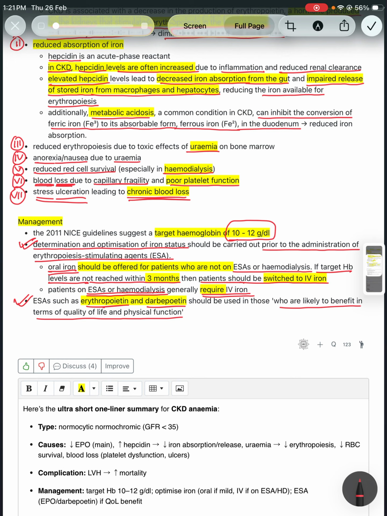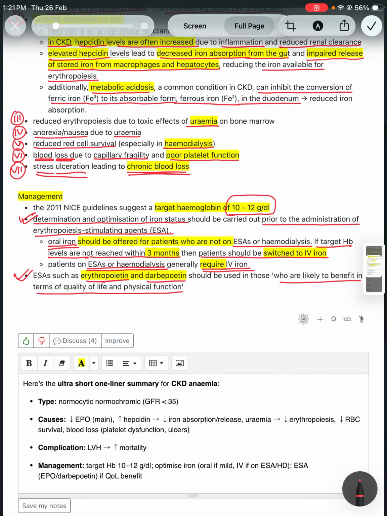Oral iron should be offered for patients who are not on erythropoiesis stimulating agent or hemodialysis. If target hemoglobin levels are not reached within 3 months, then the patient should be switched to IV iron. Patients on erythropoiesis stimulating agent or hemodialysis generally require IV iron. Erythropoiesis stimulating agents such as erythropoietin or darbepoetin should be used in those who are likely to benefit in terms of quality of life and function.